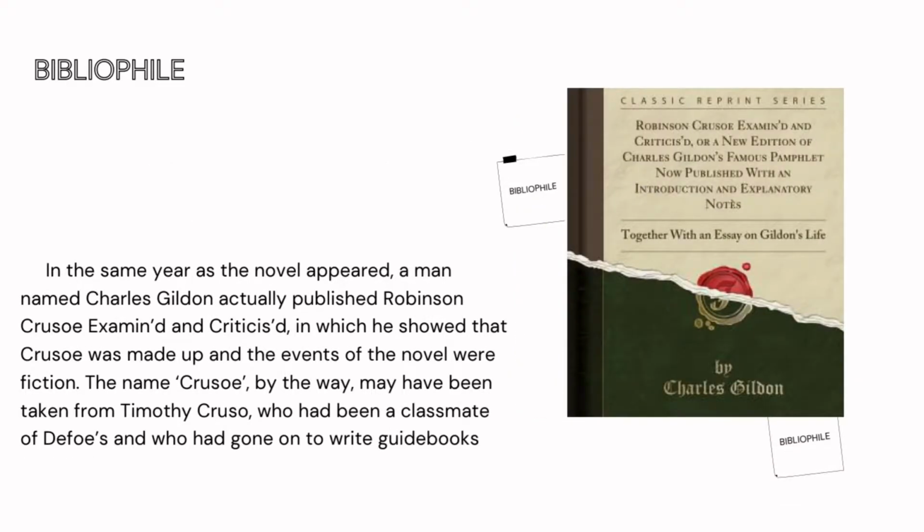In the same year as the novel appeared, a man named Charles Gildon actually published Robinson Crusoe Examined and Criticized, in which he showed that Crusoe was made up, and the events of the novel were fiction. The name Crusoe, by the way, may have been taken from Timothy Crusoe, who had been a classmate of Defoe and who had gone on to write guidebooks.